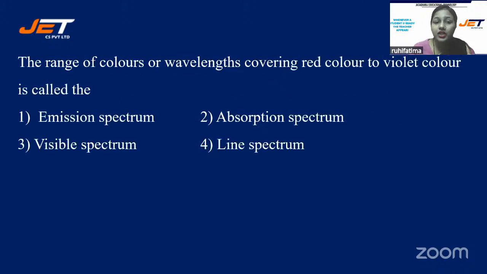Okay, next one. The range of colors or wavelengths covering red color to violet color is called the, and your options are number 1, emission spectrum, option number 2, absorption spectrum, option number 3, visible spectrum, or is it option number 4, line spectrum? Hurry up, children. Your 20 seconds have already started.